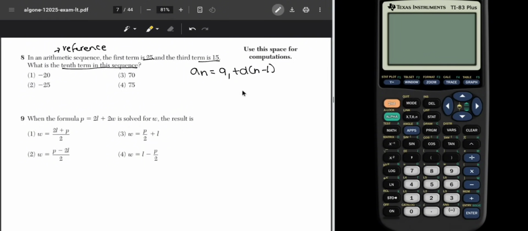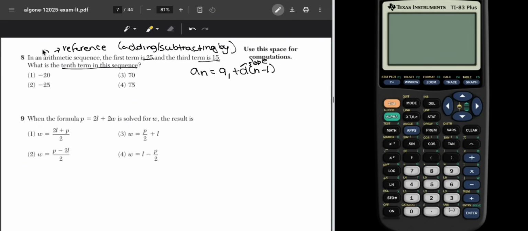What do all of these mean? So A N is the term that you're looking for. So in this case, I'm looking for the 10th term. A 1 is the first term of your sequence. Plus D is your common difference, or what you're adding or subtracting by to reach your next term. So like in geometric where we have the common ratio, what we're multiplying by, in an arithmetic sequence, the d, the common difference, is what you're adding by or subtracting by. In other words, this is your slope.